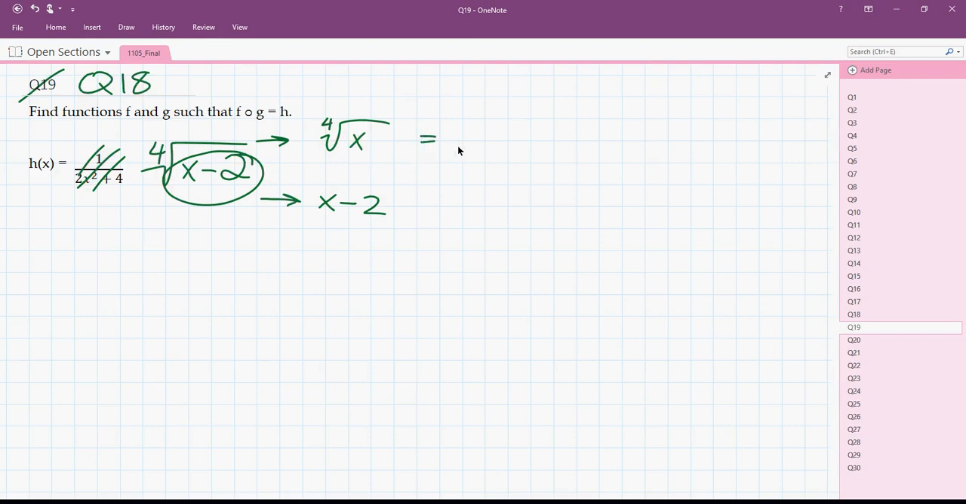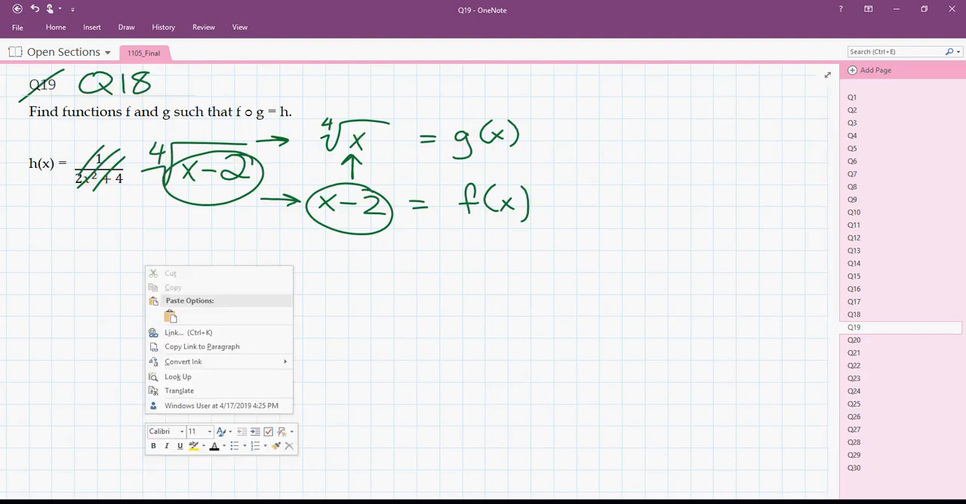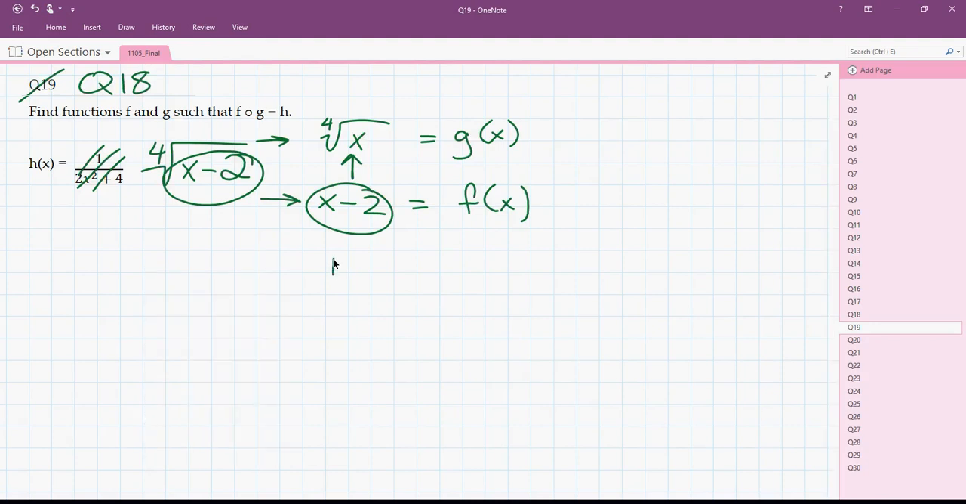So I'm going to call this g of x, since it's my outer function, and f of x is my inner function. So now I'm going to take this and replace it in g of x wherever I see an x. So here, there's only one x. So I'm going to replace that directly in, and I'm going to get the fourth root of x minus 2, which is, in fact, what we're looking for.